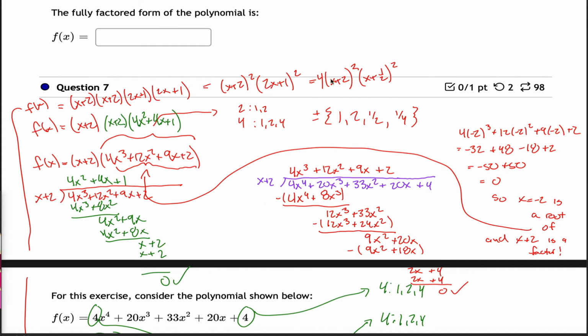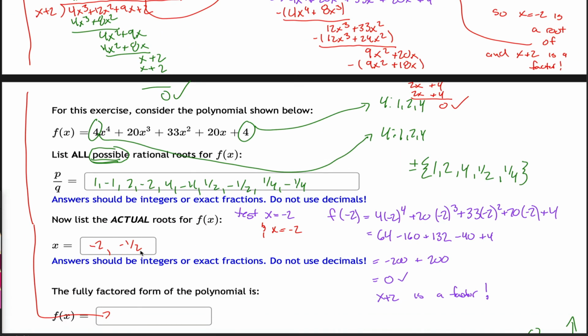Or set this equal to 0. Right, x plus 1 half equals 0. So therefore, x equals -1 half, which is what goes right here. Anyways, that problem, it's miserable.